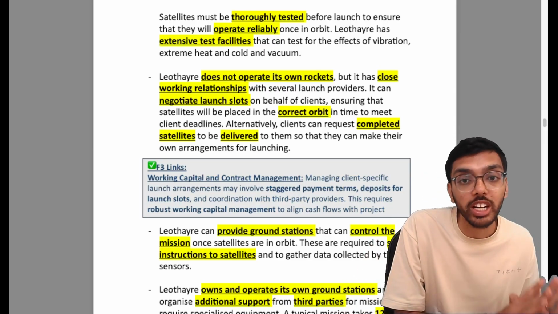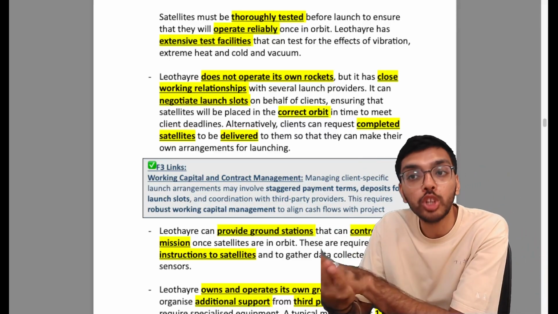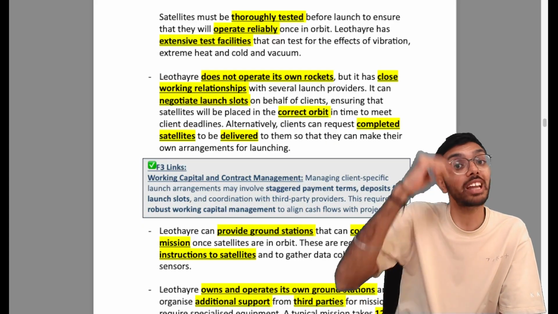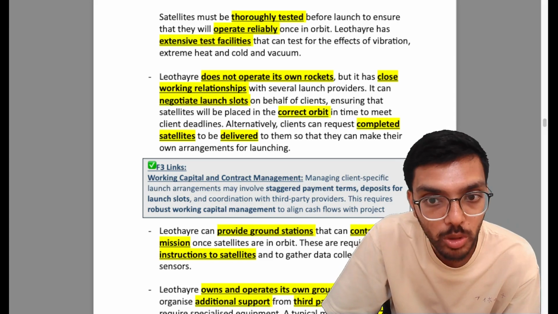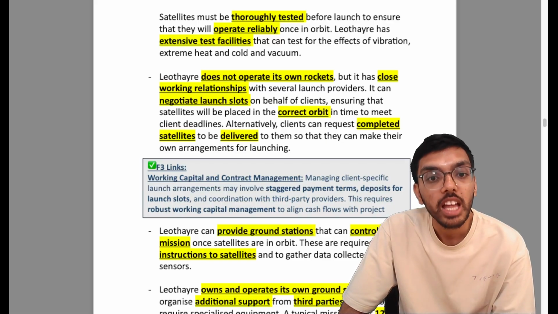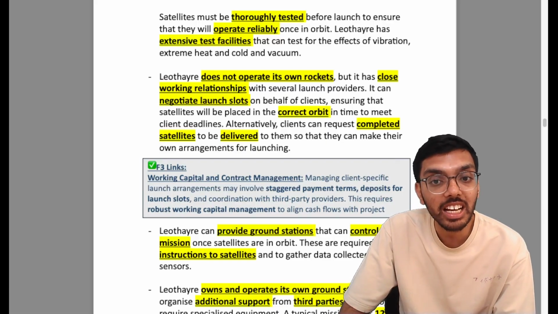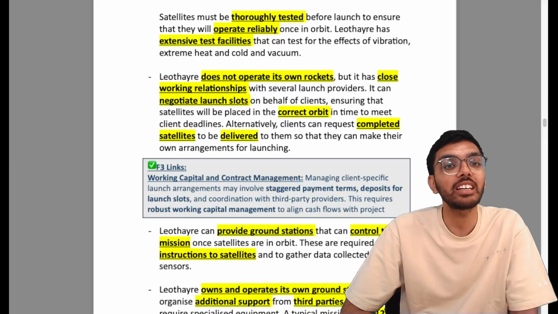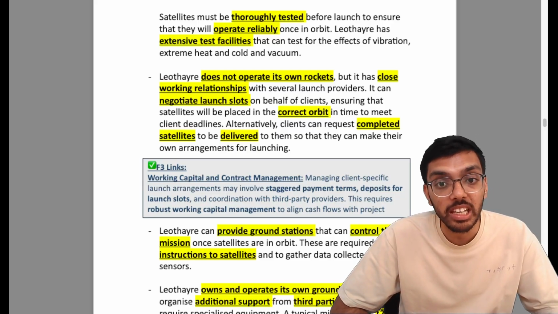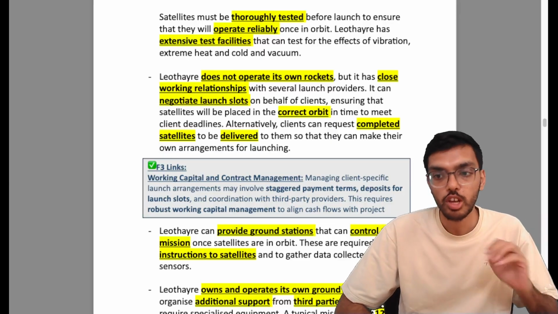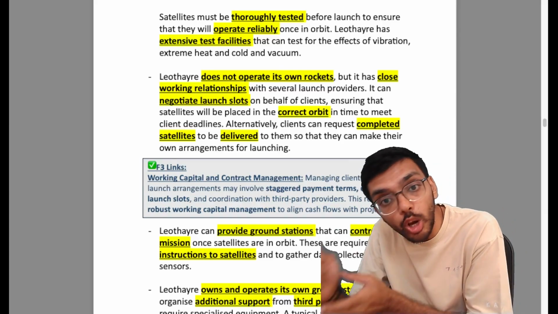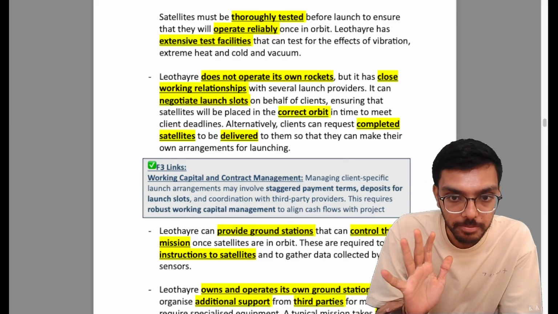So you don't have your own rockets. You have relationships with launch providers who actually launch these satellites. So again, relationship management, stakeholder management that I spoke about earlier becomes important over here. It can negotiate launch slots on behalf of clients, ensuring that satellites will be placed in the correct orbit in time to meet the client deadlines. Alternatively, clients can request completed satellites to be delivered to them so that they can make their own arrangements. So you can make the satellite and give it to your client, or you can make the satellite and then negotiate the launch on behalf of your client as well.